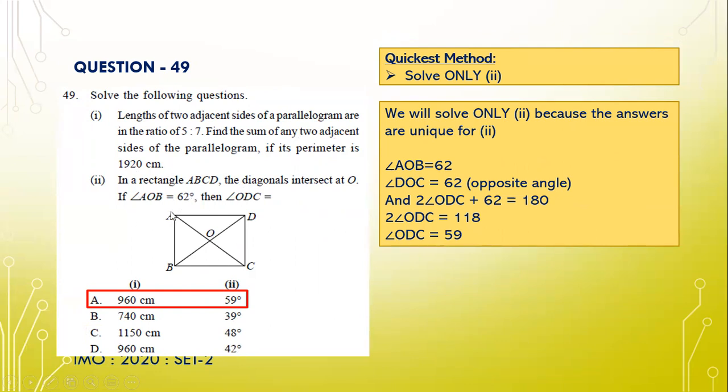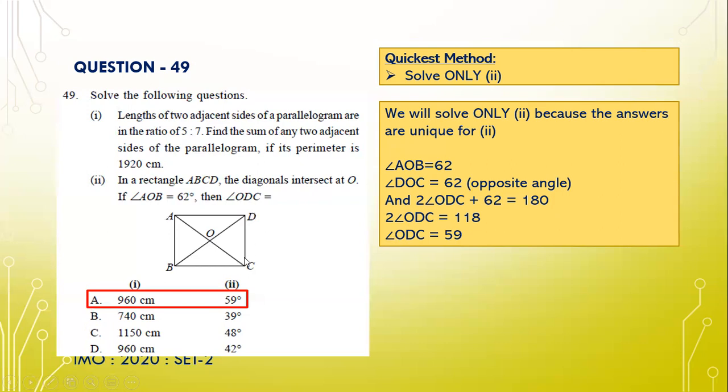Okay. So angle AOB is 62. So angle DOC will also be 62. This angle will also be 62. And because it's a rectangle, this will be an isosceles triangle. So angle D will be equal to angle C. And so 2 times angle ODC plus this angle 62 will be 180. In this triangle, this angle plus this angle plus this angle is 180.